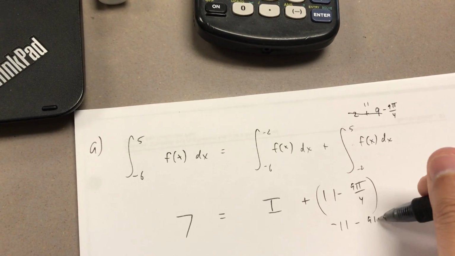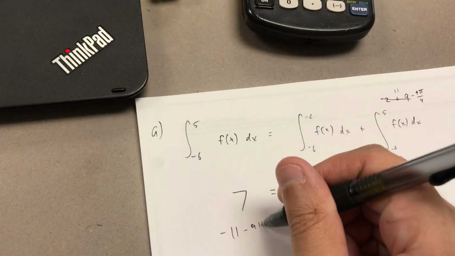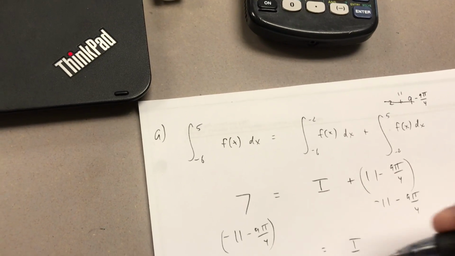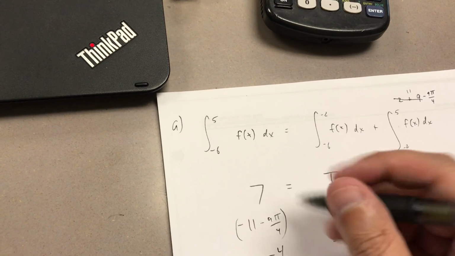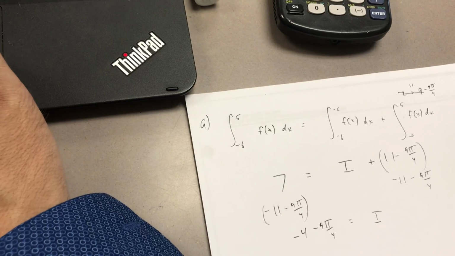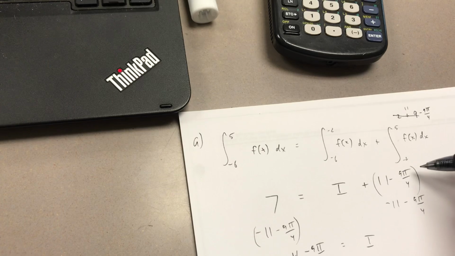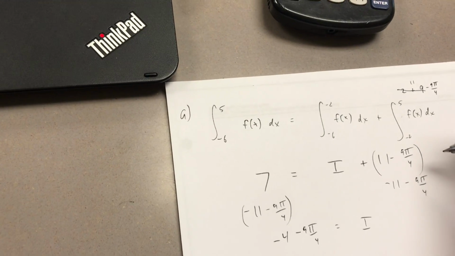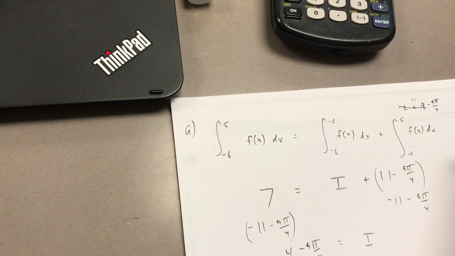Subtract 11 minus 9 pi over 4 from both sides. And anyway, if we end up doing that, the original integral value is just equal to, let's see, 7 minus 11, it looks like -4 minus 9 pi over 4. Is there any chance that that's correct? Let's see. Oh, I have to be careful here. Let's see, that 9 pi over 4. I think I signed wrong here somewhere.